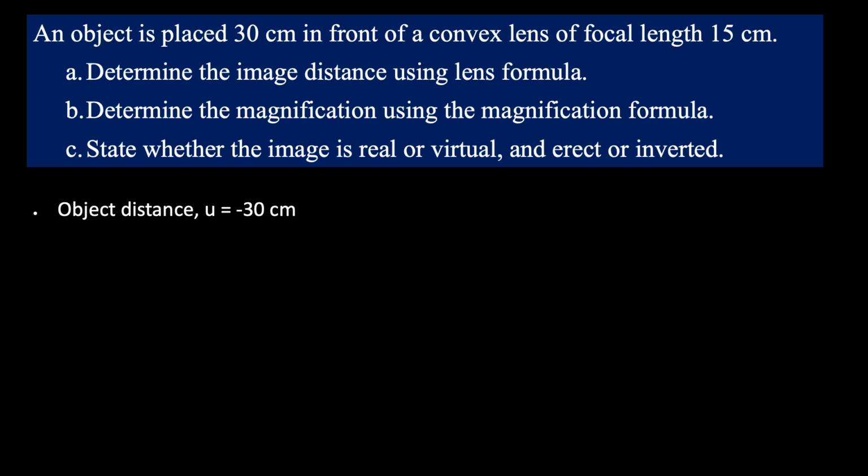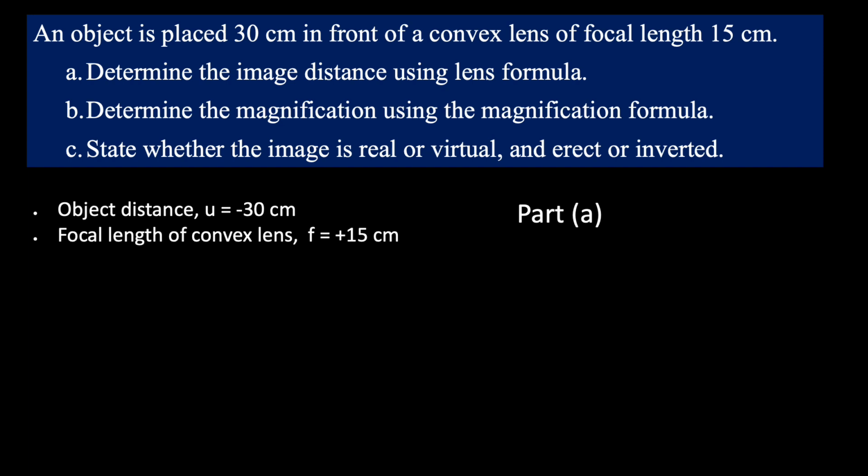Object distance is 30 centimeter. Object distance will always be negative. Therefore, U is equal to minus 30 centimeter. Focal length of a convex lens is positive. Therefore, F is equal to plus 15 centimeter. Now, let's solve part A.